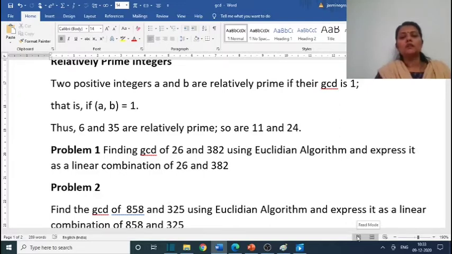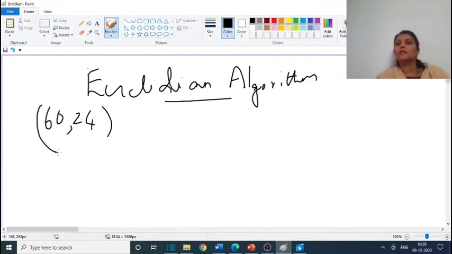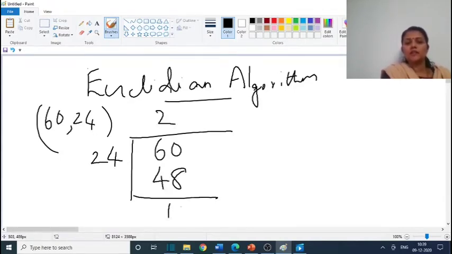Now we have to find GCD using the Euclidean algorithm. I will show you with an example, the same example that we have used earlier, 60 and 24. So the biggest number is 60 and the smallest number is 24. So let's divide 60 by 24. We have 2 times 24 is 48 and the remainder is 12.